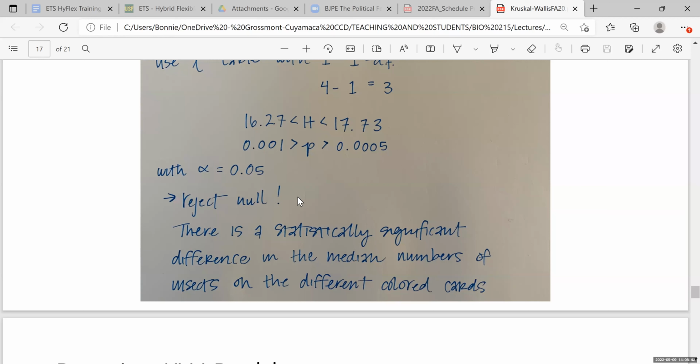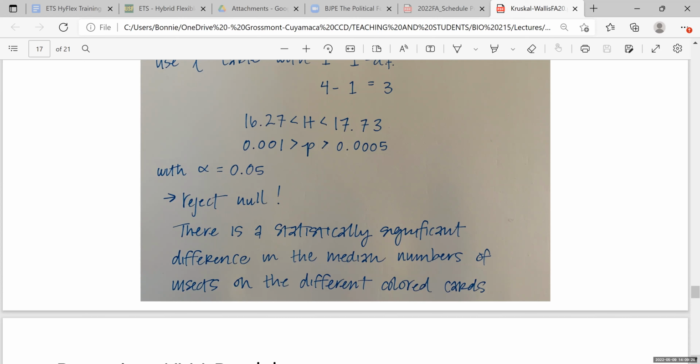So if you scroll back up to the top, you'll see that our null hypothesis was that the medians were all equal from each of the different groups. So if we reject that null, then we can say there is a statistically significant difference in the median numbers of insects on the different colored cards. Now, if you're curious and you go back and look at the data, think about if you wanted to trap a lot of insects, what color card would you use? So you want to inspect the data, kind of see informally which one is the one that had the highest or the lowest or whatever you're interested in.